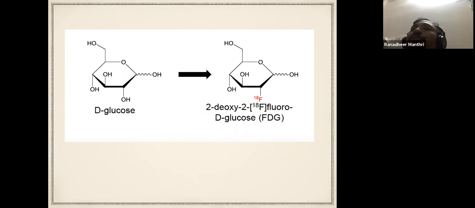This is now glucose, with a hydroxyl ion. The second hydroxyl ion is replaced by fluorine 18. That's why it is 2-deoxy fluoro D-glucose. Next slide, please.